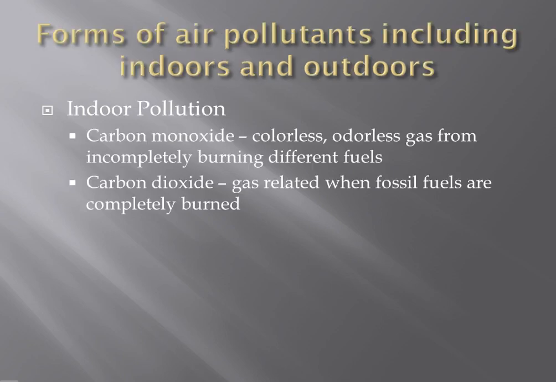Sorry about that. The next one was forms of air pollutants, including indoors and outdoors. The first ones we're going to look at are the indoor pollutants. That includes carbon monoxide, which is a colorless, odorless gas from incompletely burning fuels. So for example, when you are burning wood, you actually get carbon dioxide and carbon monoxide. Carbon monoxide is the more poisonous of the gases. Carbon dioxide is the gas that's released when fossil fuels are completely burned.